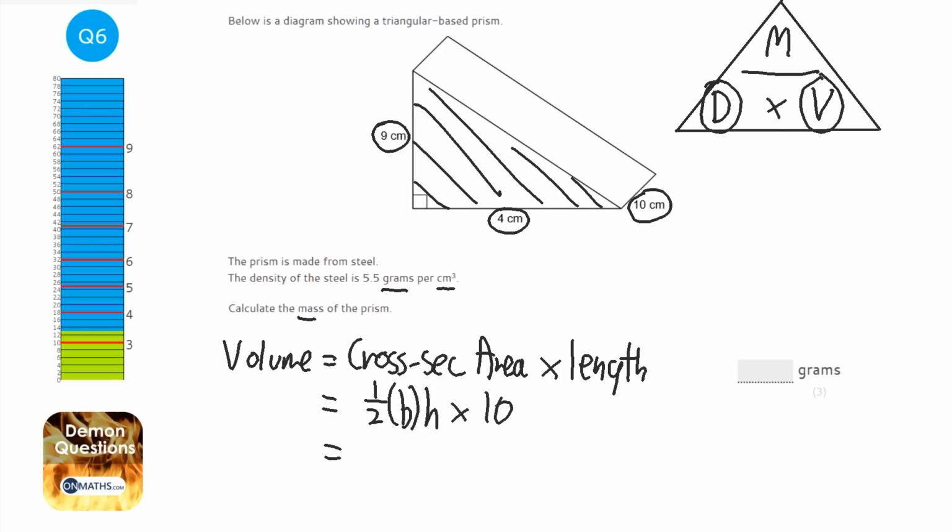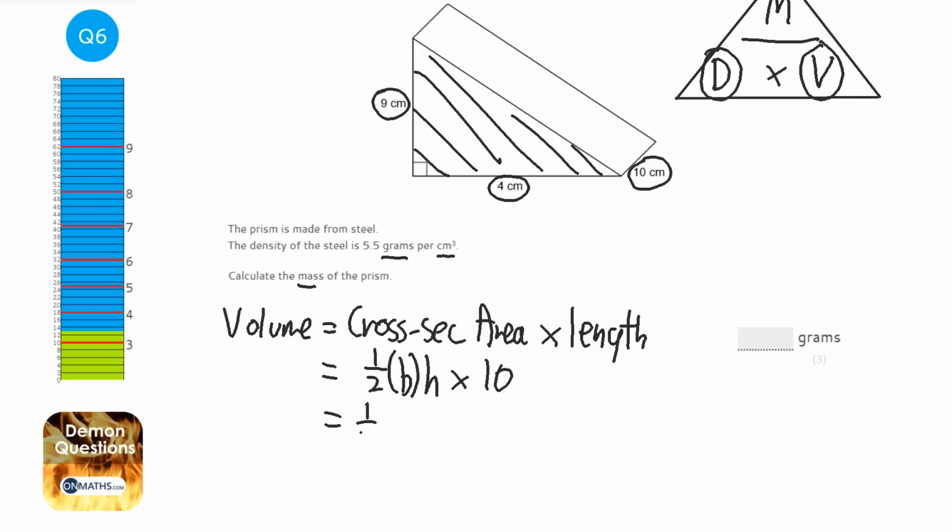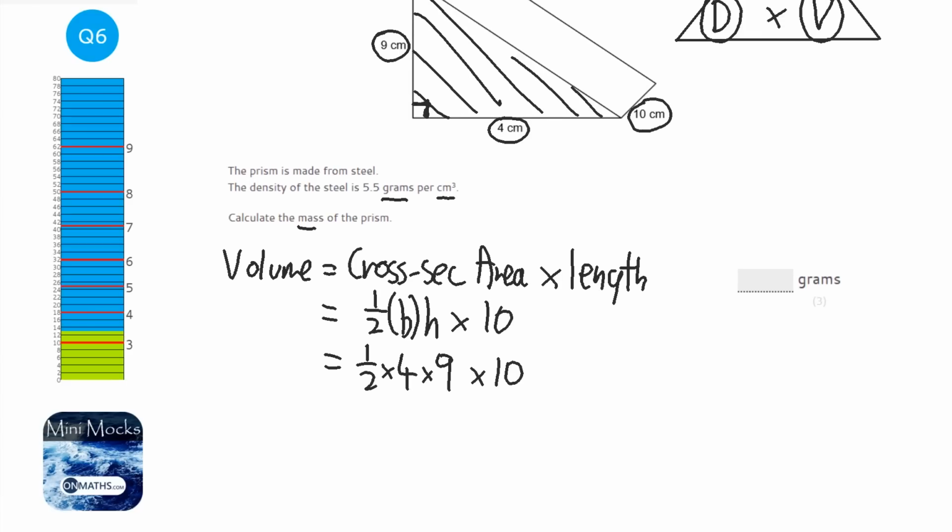So what have we got? The base, which is 4, so it's half times 4 times the height, which is 9, times 10. Now, the reason I know the height is 9 is that it hits the base at right angles, and that's really important. The base and the height must be at right angles. And don't forget to halve it. Now, what I can do here is something quite sneaky.